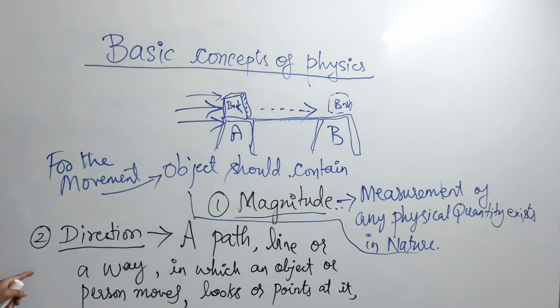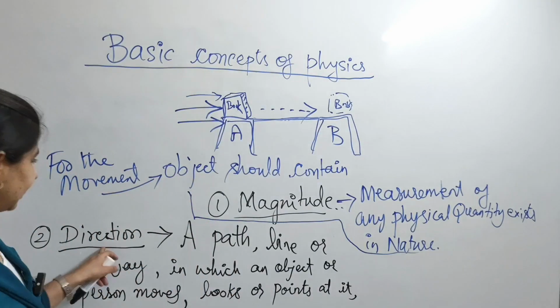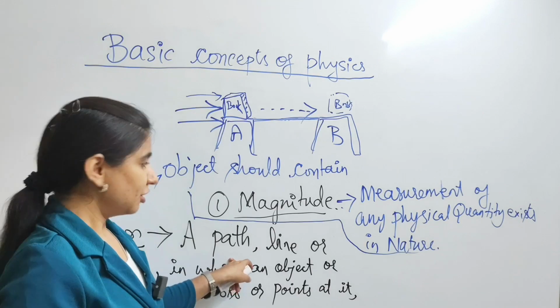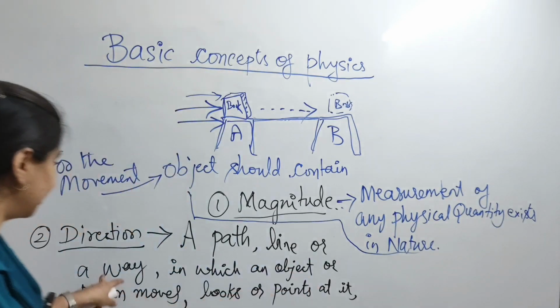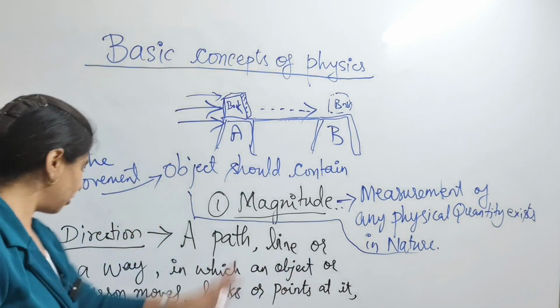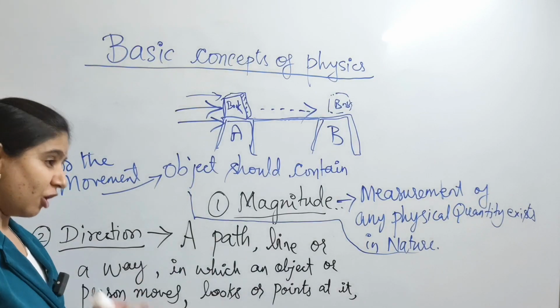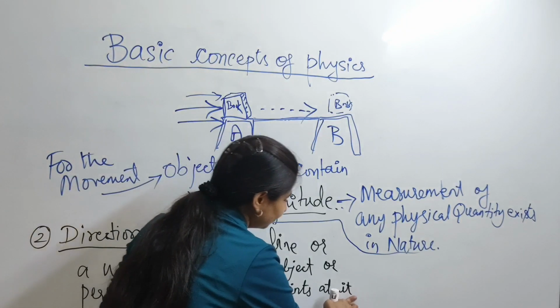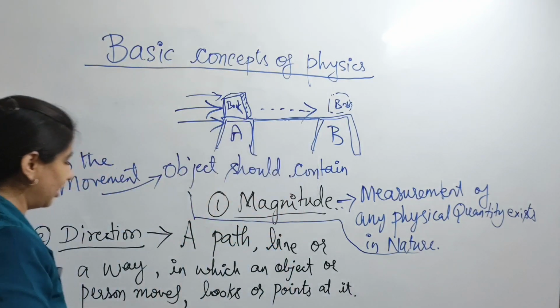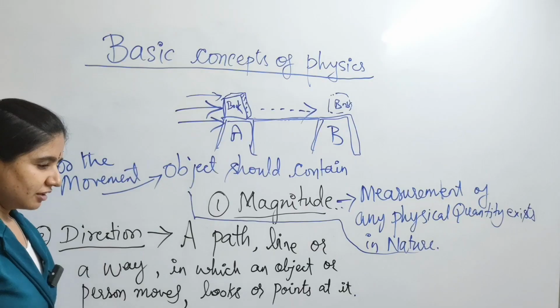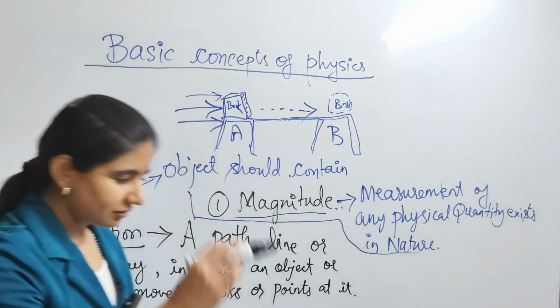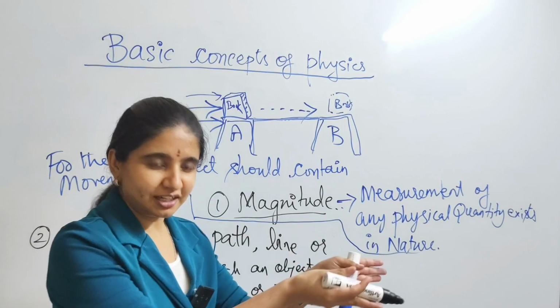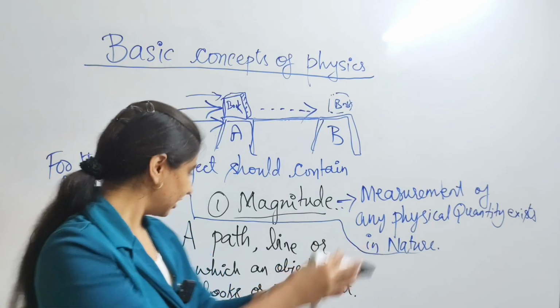So what is meant by direction now? Direction: a path or a line or a way in which an object or person moves or looks or points at, is called direction. When you are going on a road, it is a path, right? It is a path you are moving in.